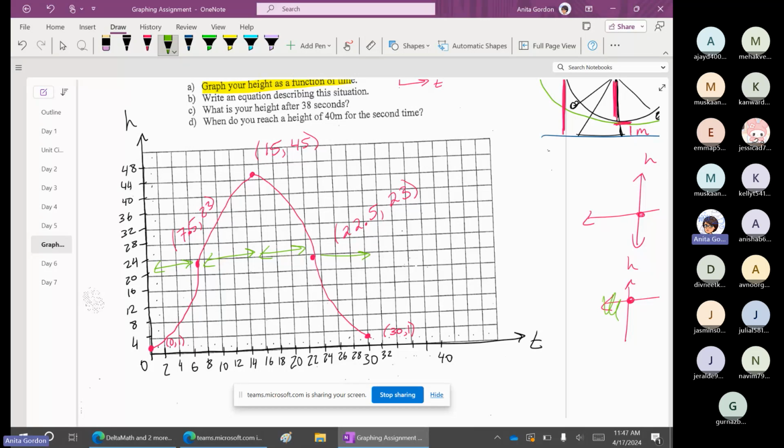Okay, now the Ferris wheel is going to continue going on and on. So at 37.5 seconds, I'm going to be back at 23. Right? And at 45 seconds, I'm going to be back at the top of the Ferris wheel. This wheel is going to keep on turning. There's even a famous song about it.